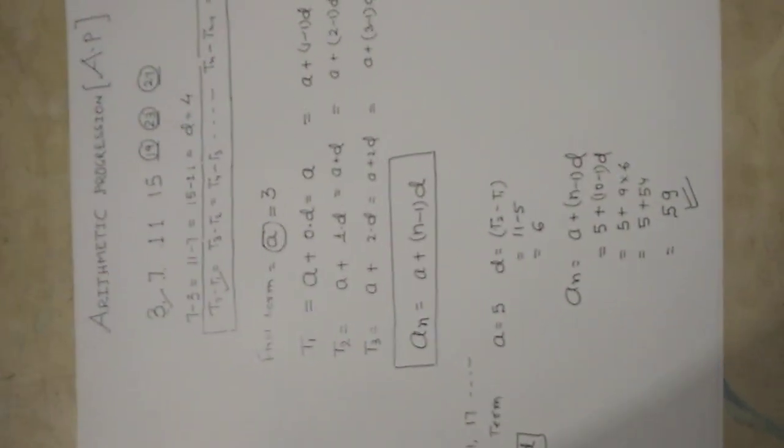Sometimes what happens, children? We just start the chapter and I just want to write the answer. That is a very wrong approach in mathematics. In math, you have to apply step by step. When you have done 10 questions, then you can take shortcuts. If you don't want to write the formula, it's okay. But in the beginning, always try to start with the formula.